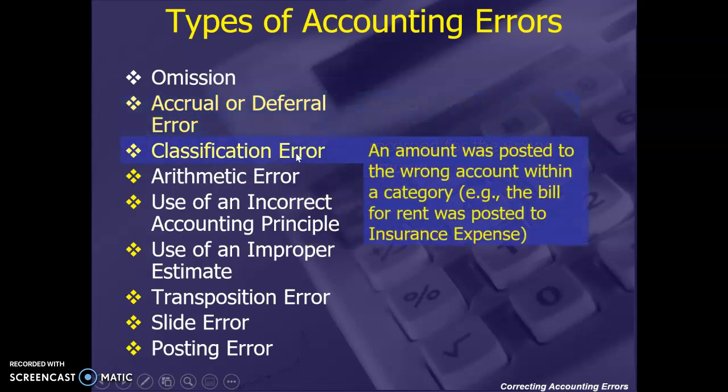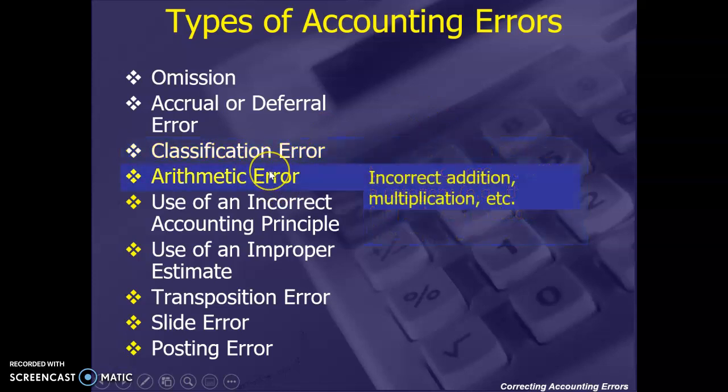A classification error means that you've posted something to the wrong category or the wrong account. So it should have been to rent expense, but it went to insurance expense. So a lot of times there'll be a drop-down menu and you'll just pick the wrong account by accident. That would be a classification error. Arithmetic error, that one's easy. Obviously you did the math wrong, so added up something wrong.